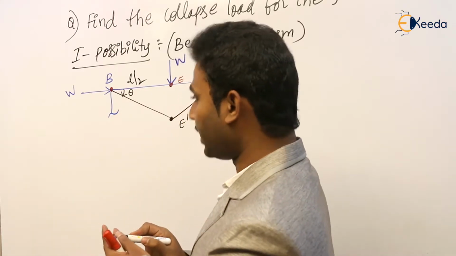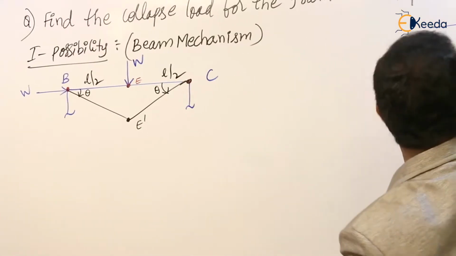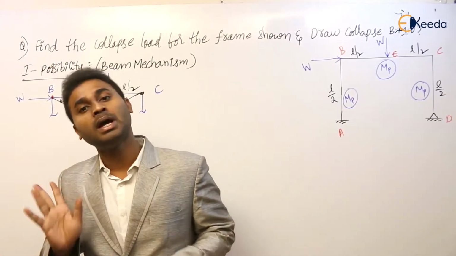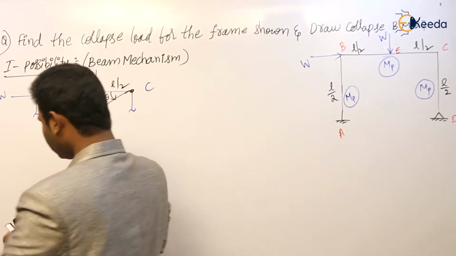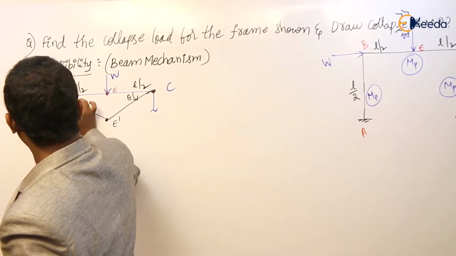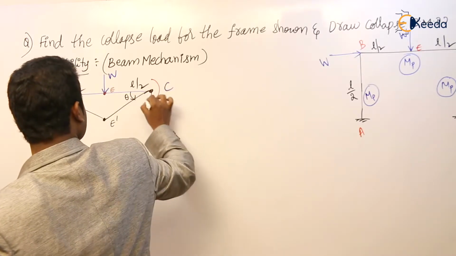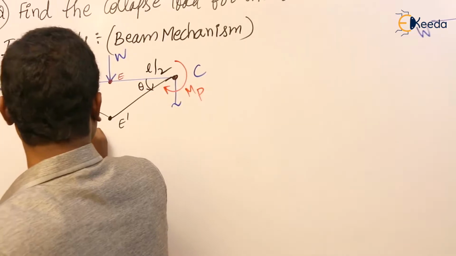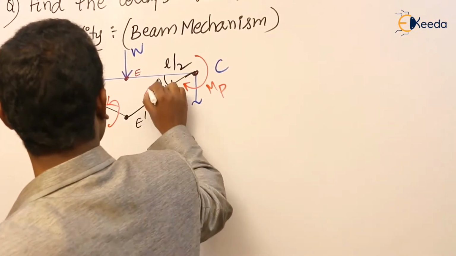How much moment does BC have? MP. AB is also MP and CD is also MP. So all the members in this diagram have the same plastic moment carrying capacity, that is MP. Here the plastic moment should develop in the opposite direction. So a hinge is forming at C also, and here it should be in the opposite direction, clockwise. Here it is anti-clockwise, here clockwise, with MP, MP.